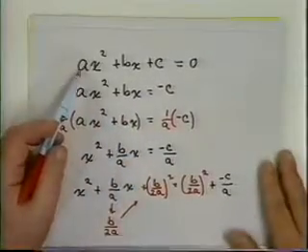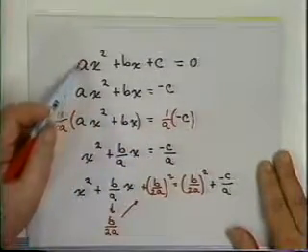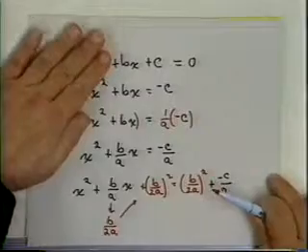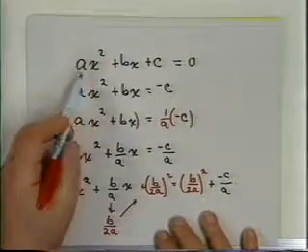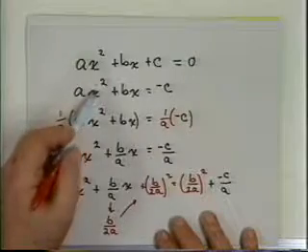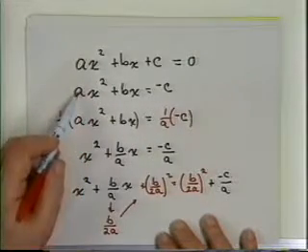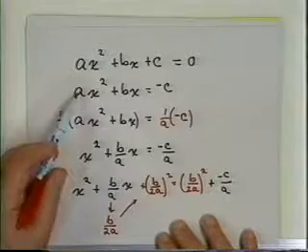Actually, let me be a little bit more careful. We're going to assume that a is not 0, because if a was 0, we'd be back to having a linear equation. Now, what do we say next? Let's make sure the coefficient of x squared is 1. Well, if a is not 0, that means its reciprocal exists.